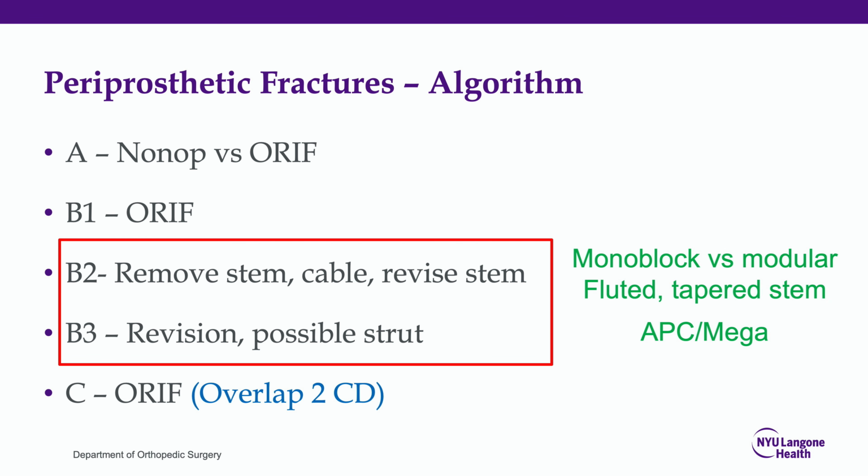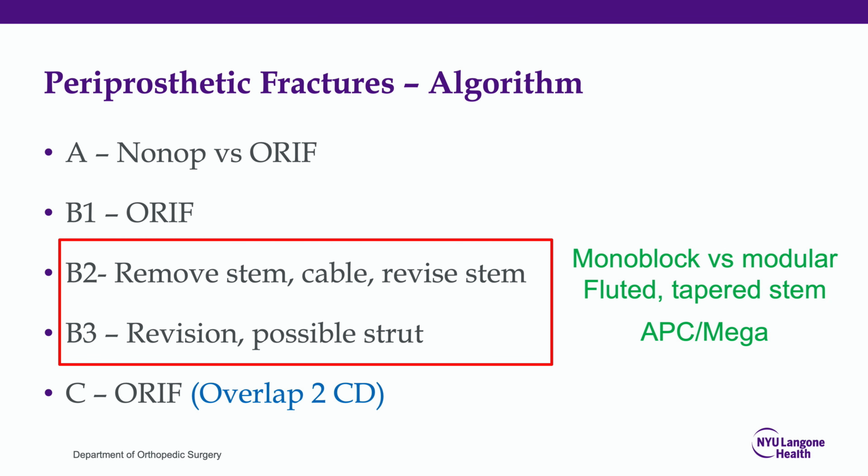Generally, you're going to reconstruct the femur around the stem after potting something distally. You're going to cable that bone around, and in the B3s, if you've got significant bone loss, you may be adding an allograft strut for bone restoration. Generally, these are going to be reconstructed with your monoblock or modular fluted tapered stems, but in cases of severe proximal bone loss or comminution, you may be considering an APC, an allograft prosthetic composite, or even a megaprosthesis.